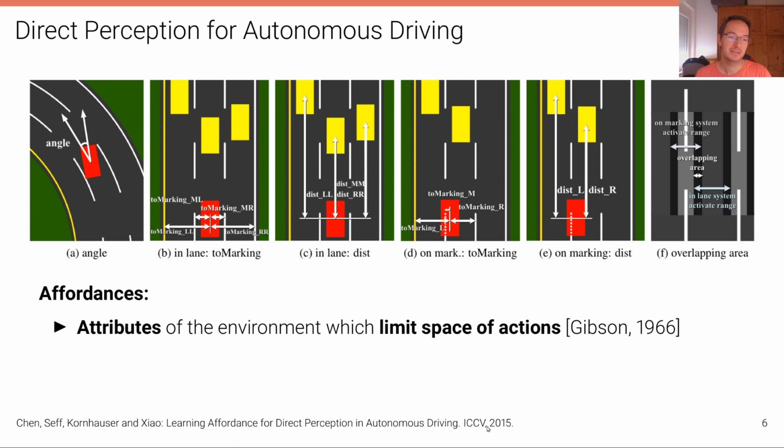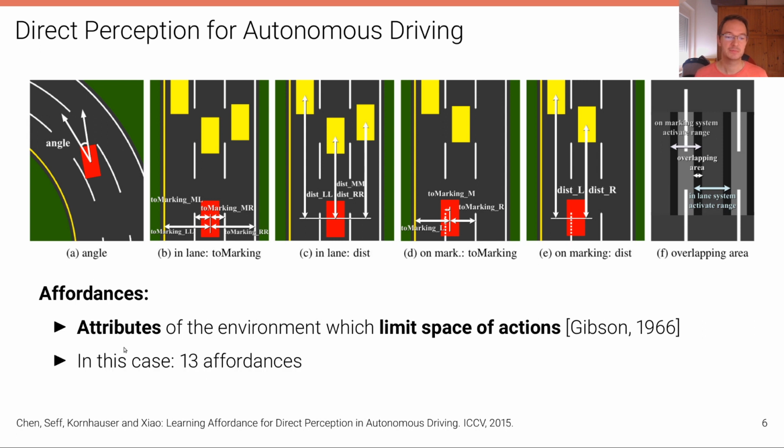The idea is to predict a set of affordances. Affordance is a terminology from the psychology literature that describes the attributes of the environment which limit the space of possible actions. This is a high-level definition of the term affordances. In other words, you could also think of it as: what are the sufficient statistics of the state? What are the sufficient statistics of the observation in order to make a decision for the agent, right?